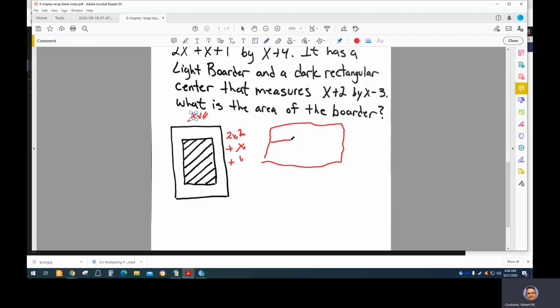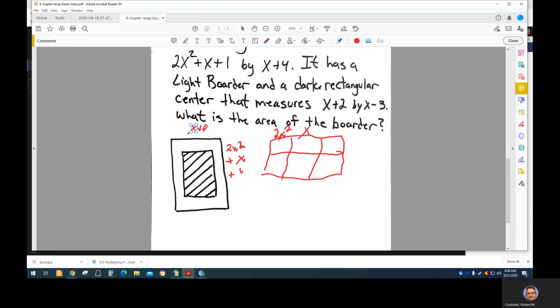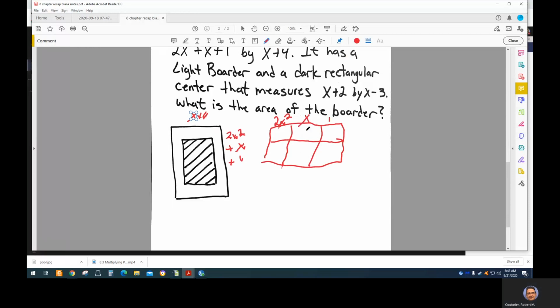Oh, that box. This is why I drew the boxes on the previous notes. It isn't the best for making straight lines. So you have a 2x squared, an x, and a 1, and an x, and a 4. Let's get that total area.